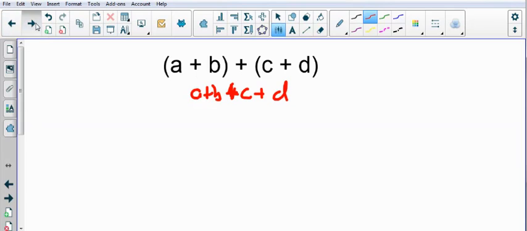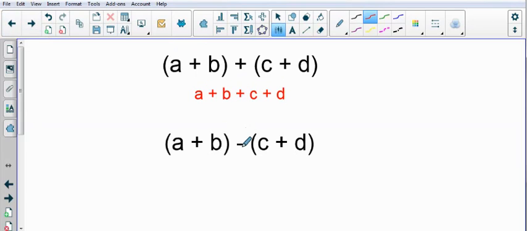Now, ones that you do have to watch out for are if you have a minus here. If you have a minus here, that changes all the signs that come after it, all the signs in these parentheses. So go ahead and write down the A plus B the way we see it. But what is the opposite of positive C? The opposite of positive C is negative C. And what is the opposite of positive D? The opposite of positive D is negative D. So this changed all those signs.